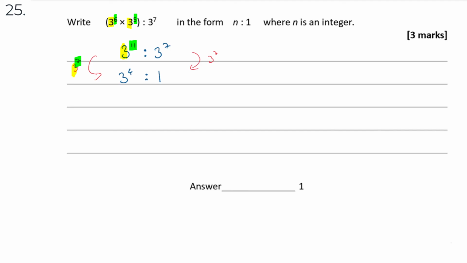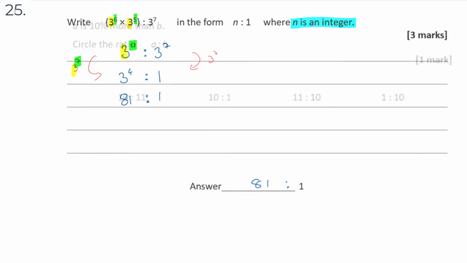Now it says n must be an integer, so I guess we need to work out what it is. What is 3 to the power 4? Well, 3 3's are 9, times 3 is 27, times 3 is 81, isn't it? So that's 81 to 1.